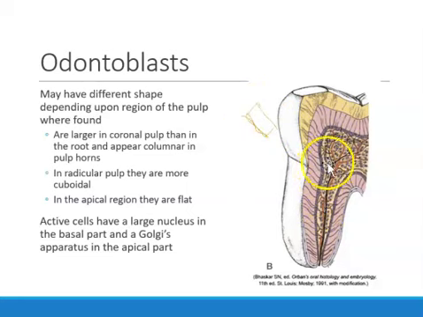If you were to look at the radicular pulp, it would look like a cube, more like a square. If we were to zoom into the purple here, it would look like a square. And if we were to look at the apical part, they're quite flat, really flat. So columnar, cuboidal, and then they're flat near the apical region.